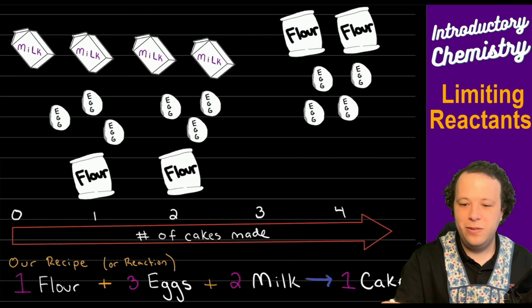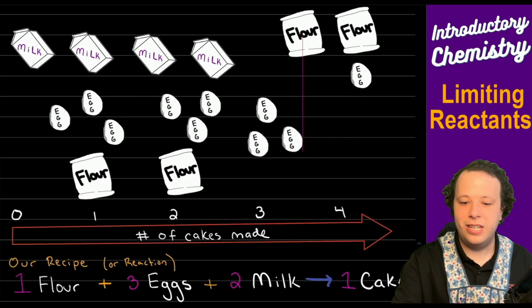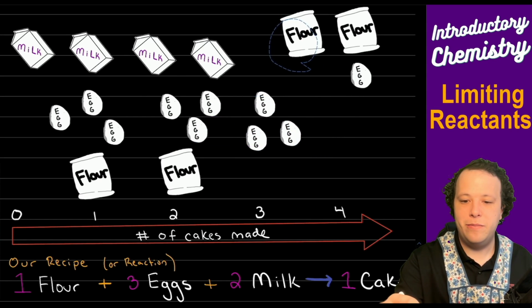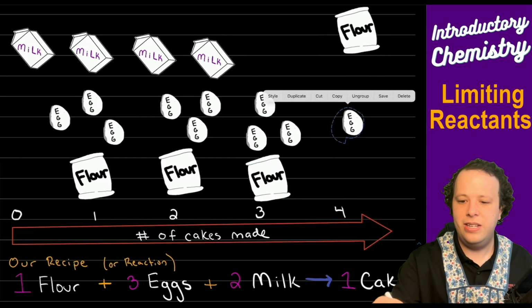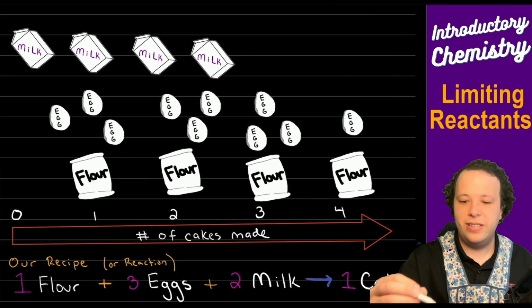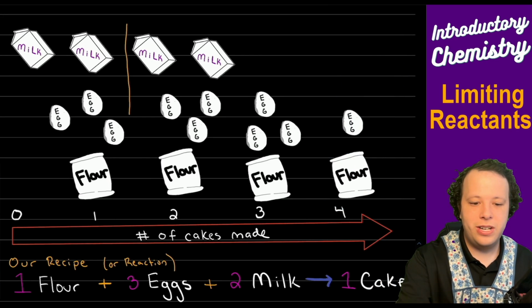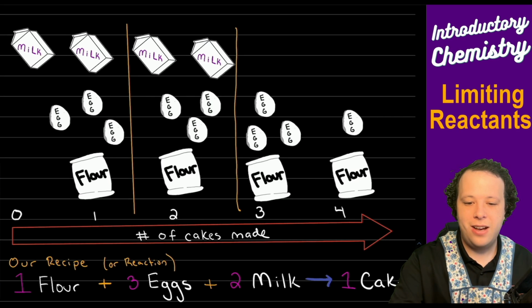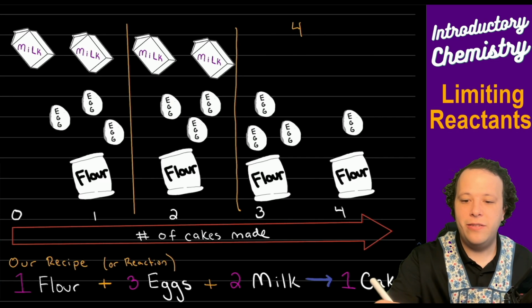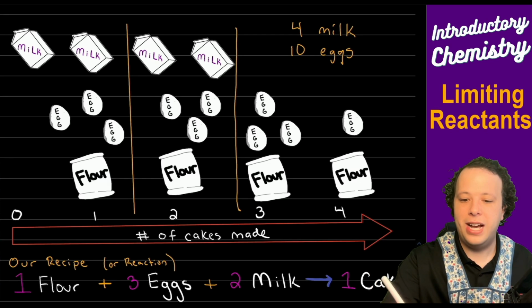Now, what's left over here? If I try to make a third cake, notice how I'm out of milk and I have excess amounts of both flour and eggs. If we sort everything into its individual columns and count all the original starting ingredients, you could see that we had 4 milk, 10 eggs, and 4 flour in our kitchen.